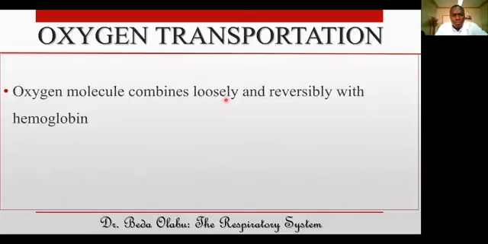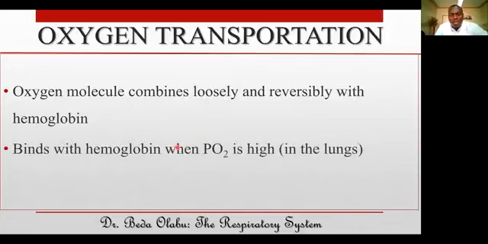So usually oxygen molecules combine loosely and reversibly with hemoglobin. We are accounting for the 97%. Oxygen usually binds to hemoglobin when there are high levels of oxygen concentration. And that is what happens in the lungs. In the lungs, we have high levels of oxygen concentration, and so oxygen binds to hemoglobin. And that is why now blood is able to carry oxygen bound to hemoglobin.